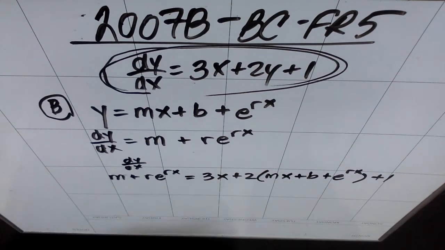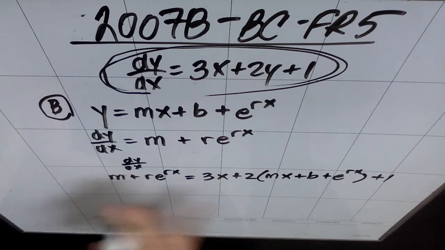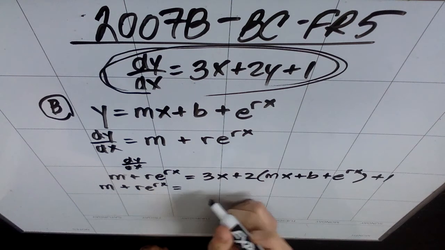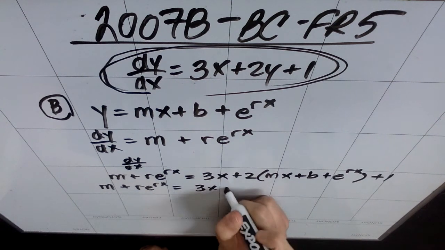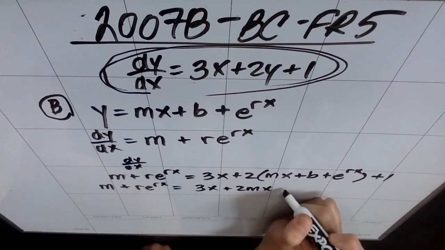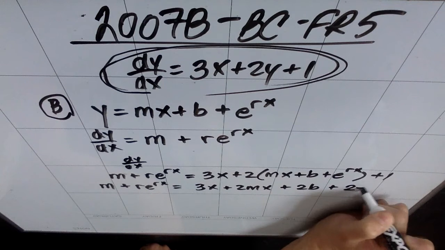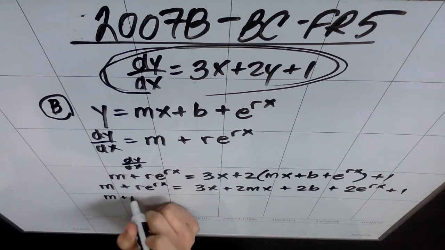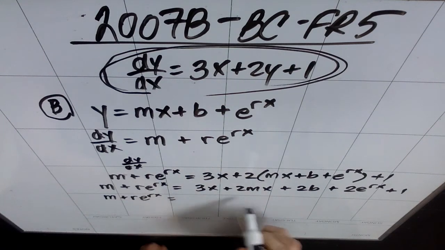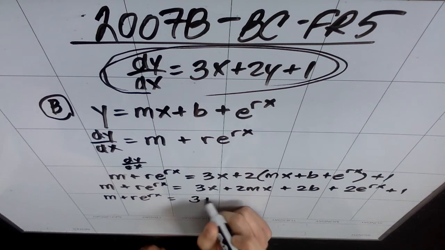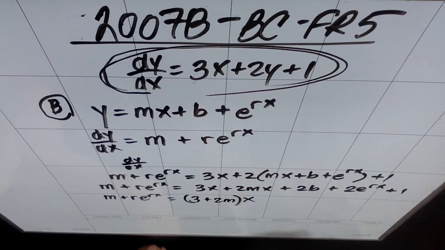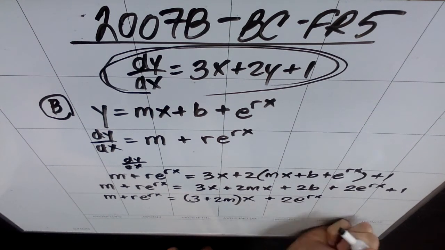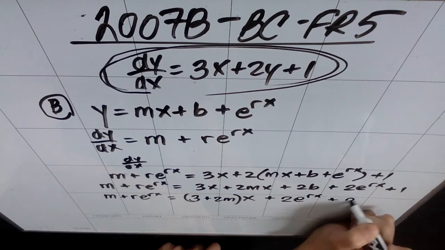Okay, so it's not as bad as you think it is, I promise. So here's the idea. Let's clean this up a little bit. I've got m plus re to the rx, right, equals, when I clean this up, I seem to have a 3x plus a 2mx, those are my x's, right, plus a 2b plus a 2e to the rx, all plus a 1, right? So let's keep cleaning up a little farther. m plus re to the rx equals, if I look at just the x terms, I get a 3 plus 2m in front of the linear x, right? If I look at my e stuff, I get a 2e to the rx. That's the only e stuff. And if I look at my constants, I have a 2b plus 1.